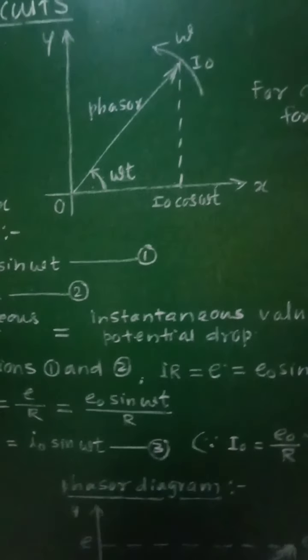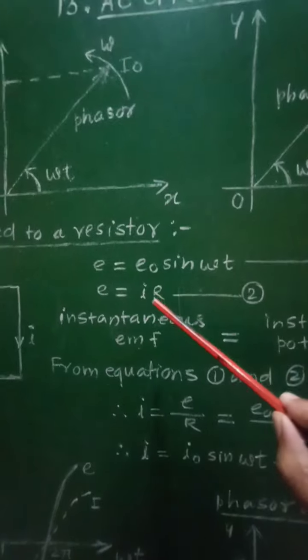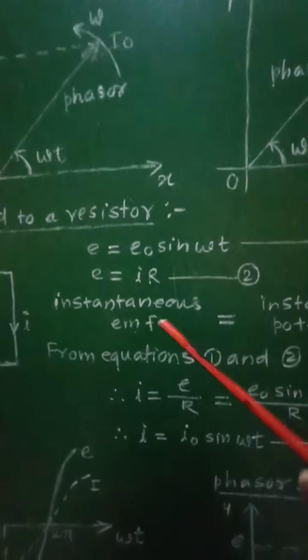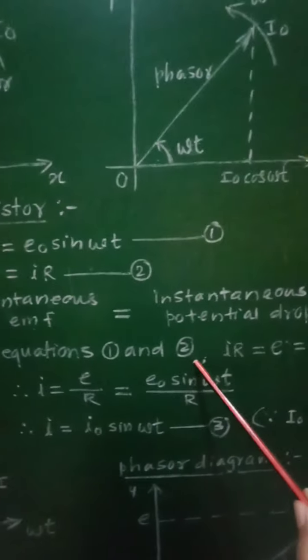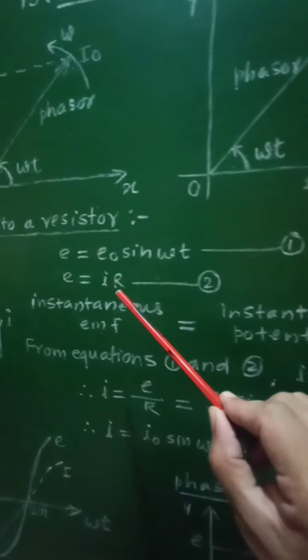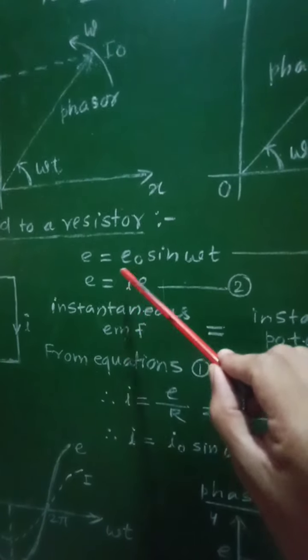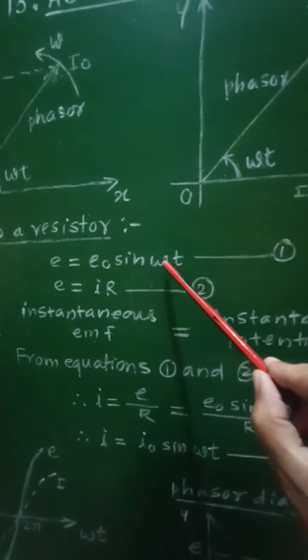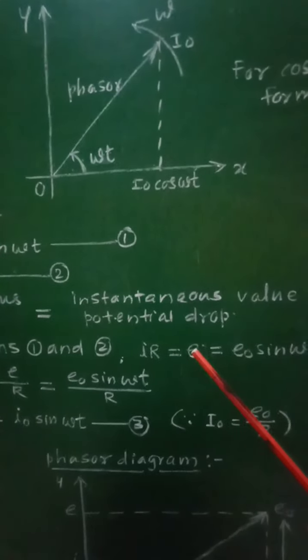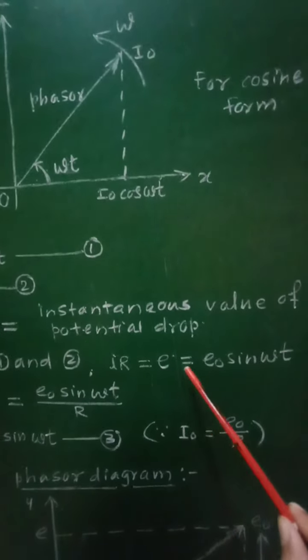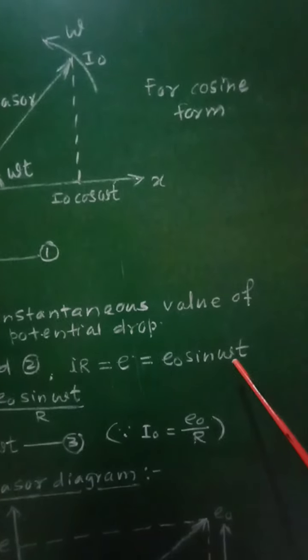So in this purely resistive circuit, the instantaneous EMF is equal to the instantaneous potential drop across that resistance R, and therefore from equations 1 and 2, IR is equal to E, and that will be equal to E0 sin omega t. So we can write IR equal to E equal to E0 sin omega t.